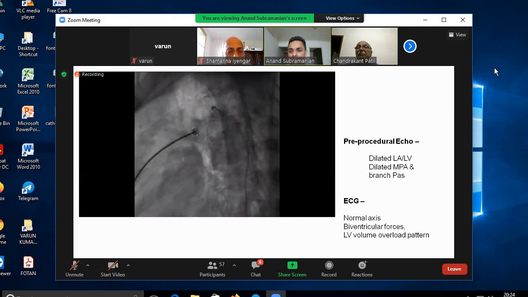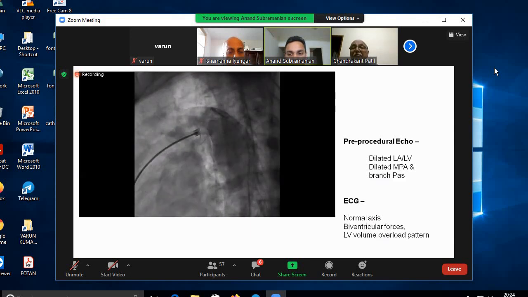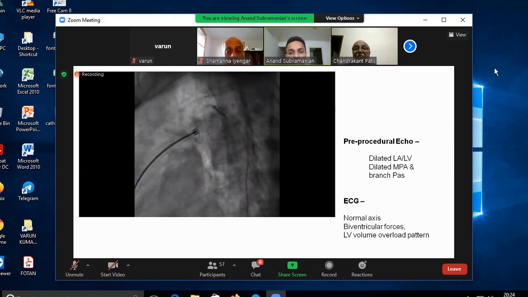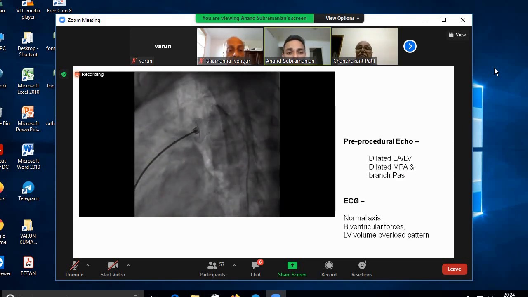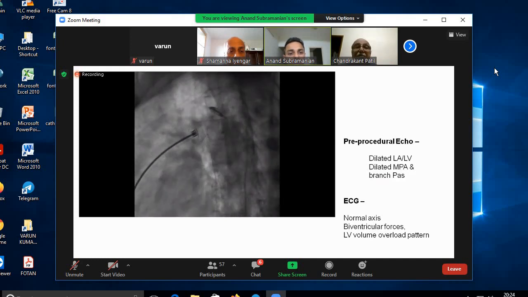That is basically, I gave you a pre-procedural echo detail which said that the left heart was still dilated, and so were the branch PAs. The ECG shows a normal axis. There are biventricular forces, but still features of LV volume overload in the form of Q waves in V5 and V6. With all this data in mind, and this device position, and the previous hemodynamic tracings that I showed you, and with the saturation of 98%, how many of you would actually go ahead and release this device, or would you want some more information?